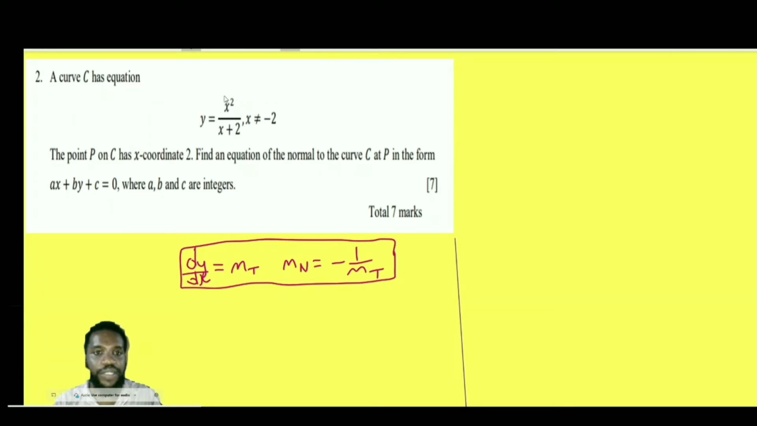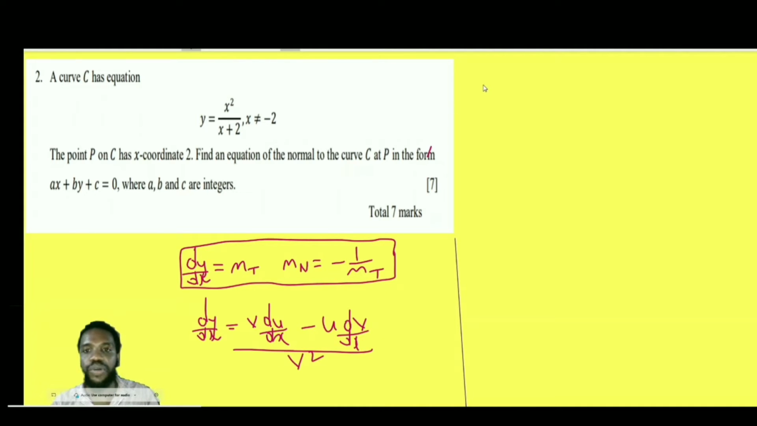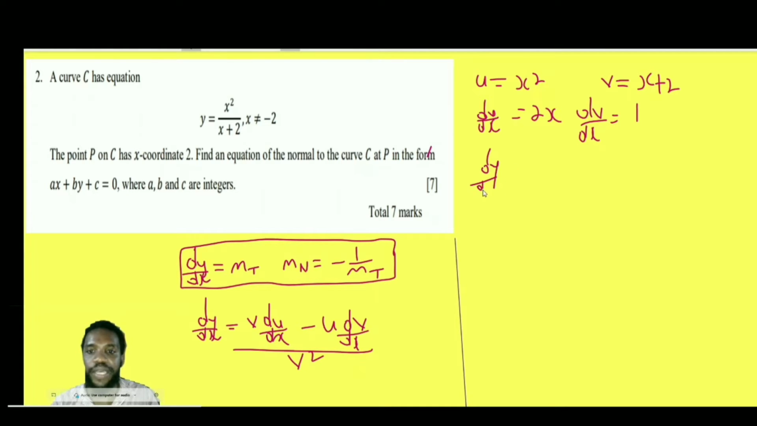So we have to start by finding the gradient of a tangent, which means we're going to have to differentiate this function. Because this is a quotient, we're going to be using the quotient rule. The quotient rule says that dy over dx is equal to v du over dx minus u dv over dx, all over v squared. So u is going to be my numerator, x squared, and v is going to be x plus 2. Now du over dx, when I differentiate x squared, I get 2x. And dv over dx, when I differentiate x plus 2, I get 1.